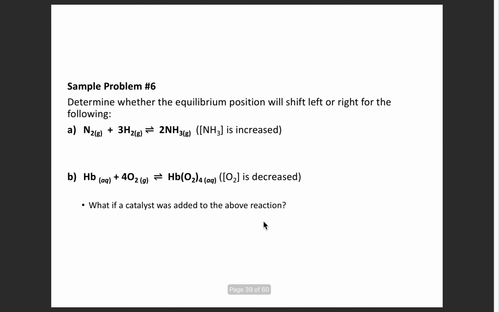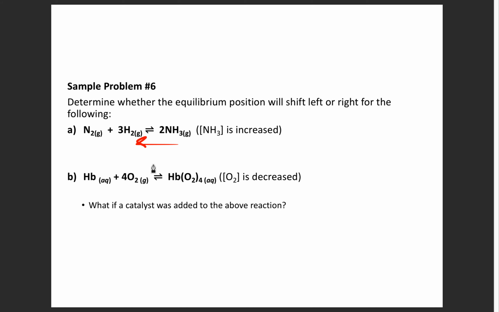All right, sample problem 6. Determine whether the equilibrium position will shift left or right for the following. So if we increase the concentration of ammonia here, we're going to have too much of this. Again, pause the video, try to figure this out. If you can't figure it out, or if you want to check your answers, then start the video again. So in this particular case, we have too much NH3, we're going to have to shift left.